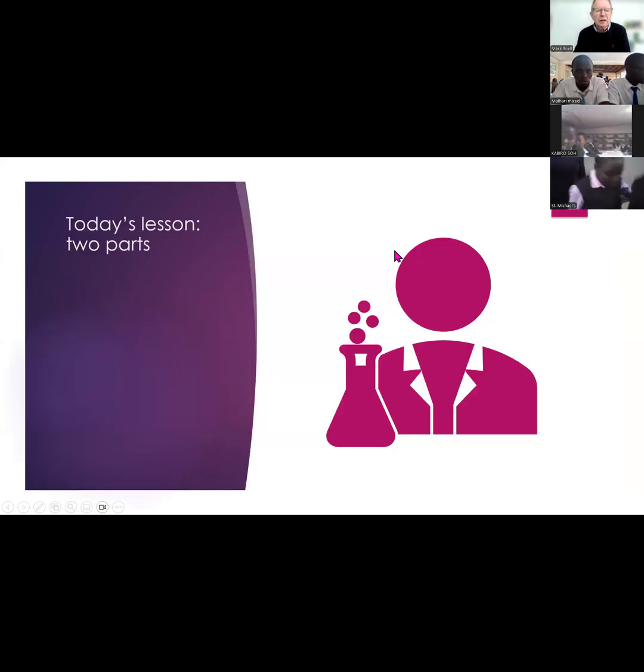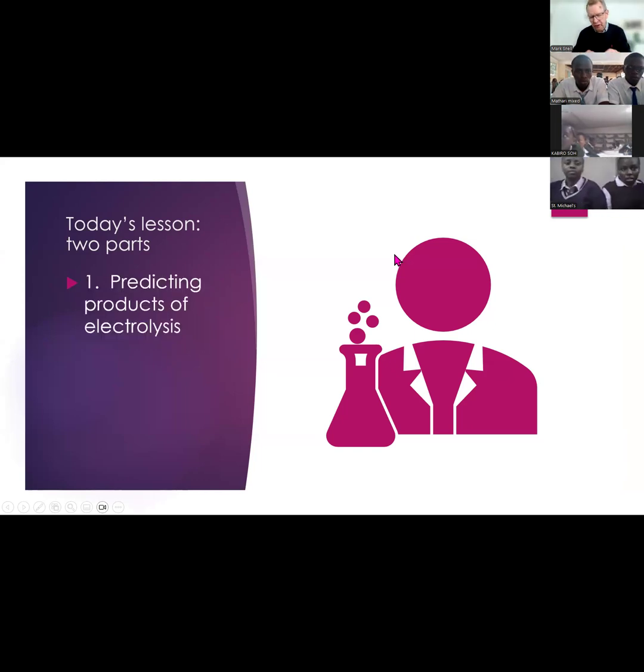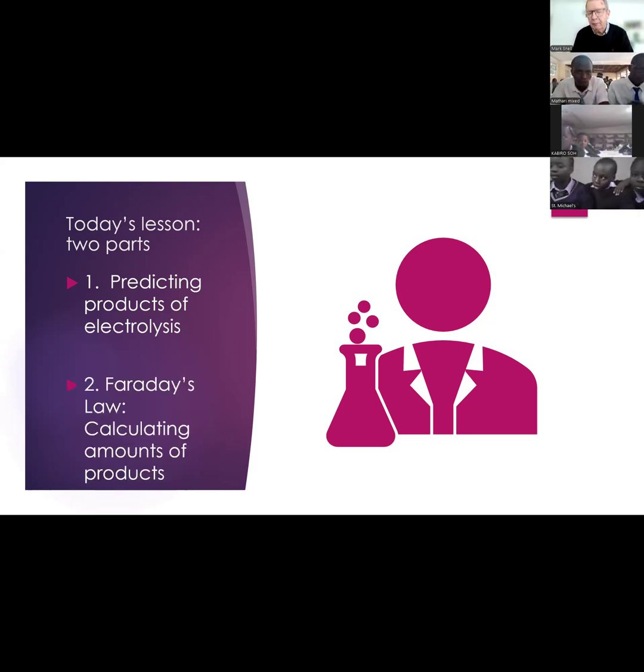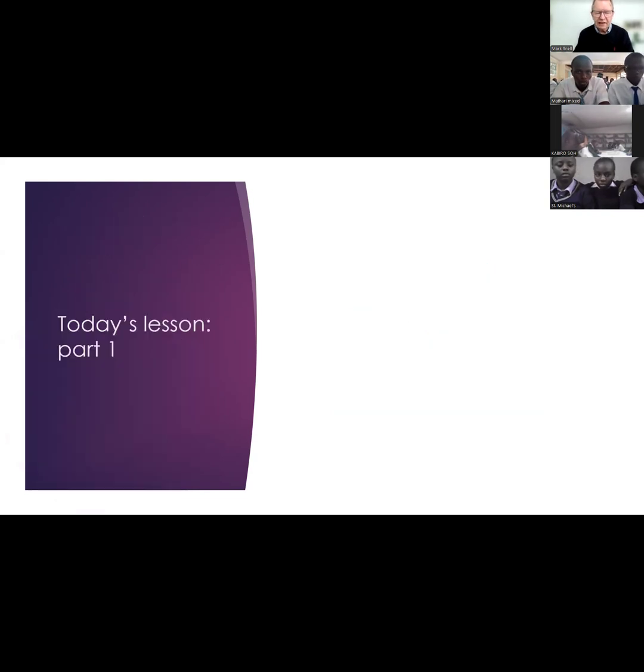Here we go. So this lesson is in two parts. The first one is trying to work out what products are made in any electrolysis, and there are some rules to go with this. And the second one is using something called Faraday's first law, which allows us to calculate how much of a chemical will be produced if we know the current and the time. But firstly, we're going to look at the first one, which is about predicting what is going to be produced.